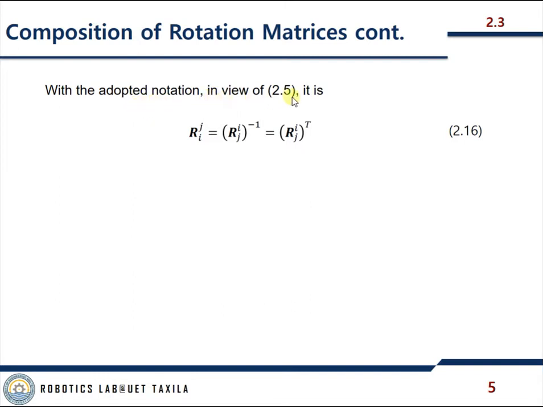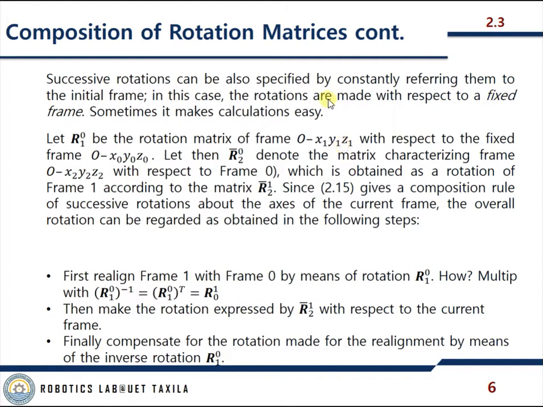With the adopted conditions in view of 2.5, it is good to remind that moving from frame i to frame j is equivalent to taking the inverse of the rotation matrix which moves from frame j to frame i, and that is equivalent to its transpose. Successive rotations can also be specified by constantly referring them to the initial frame. In this case, the rotations are made with respect to a fixed frame. Sometimes it makes calculations easy. So in this particular description, we are always referring our rotation to the initial frame instead of considering the frame after the rotation.